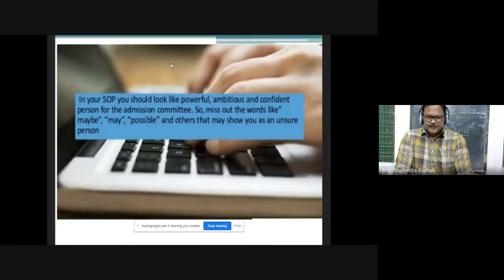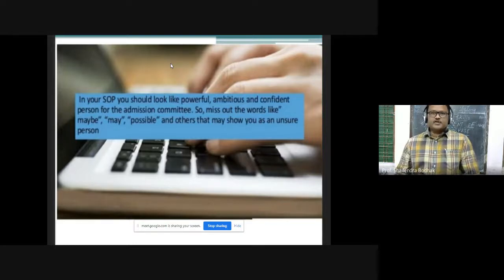In your SOP, you should look like a powerful, ambitious, confident person for the admission committee. So your SOP will tell the admission committee, or you should look in your SOP like a powerful, ambitious person. You have a lot of aims and ambitions, and you are a confident person.